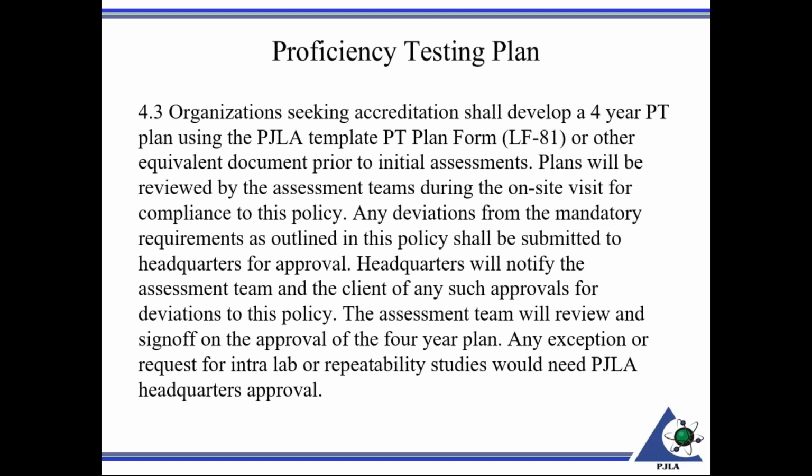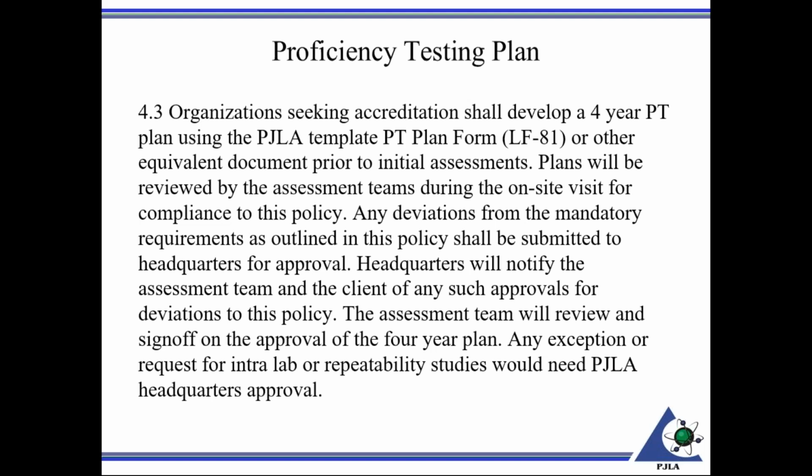So 4-year plan, organizations seeking accreditation shall develop a 4-year proficiency testing plan using our PJLA template, PT, which we call LF81, our form number, or other, not requiring you to use that. A lot of folks use it, or perhaps you have an equivalent document prior to the initial assessment. So if you're out there looking to get accredited, yes, you have to get it completed. And before you're accredited, you're going to have a 4-year plan in place that meets the requirements of PL-1. So you might want to get that proficiency test completed and then also get your 4-year plan situated and submitted to PJLA for approval.